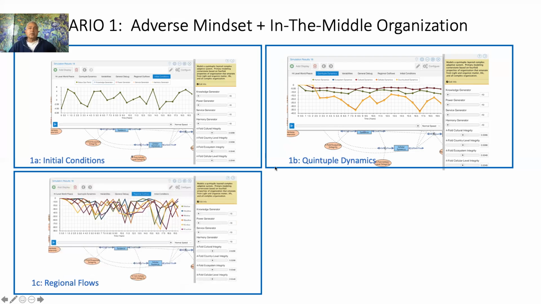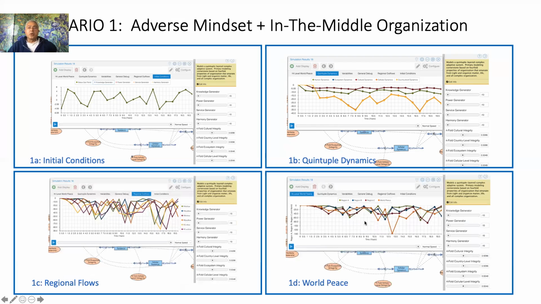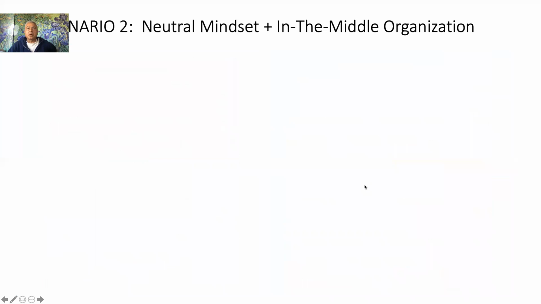And this in turn influences the regional flows, so that we can see that over time, again, there's a general negative trend that is now a multiple of the -40. And then world peace becomes a multiple of the negativity that we saw in regional flows. So we see a maximum negativity of down to a factor of -140 as compared to the initial condition. And again, this is with the adverse mindset, but in the middle organization.